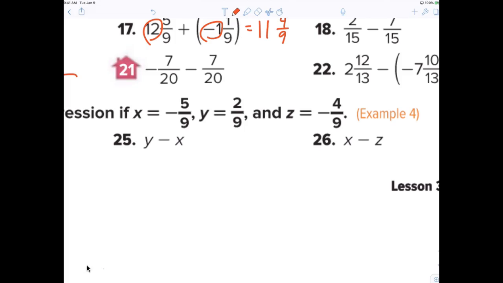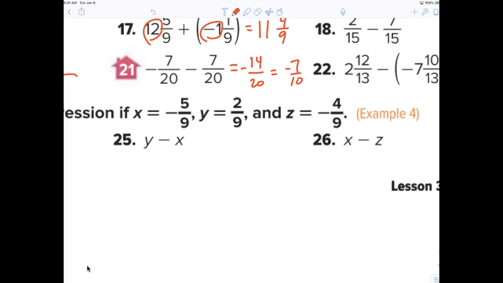So for 21, it's a negative and a negative, so you add them together. It's 14 over 20, but you can simplify that to 7 over 10, but it's a negative. There you go. Good job. Very nice. Does anybody have any questions with that?